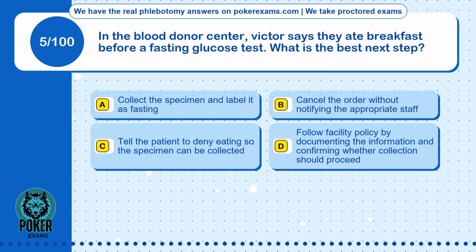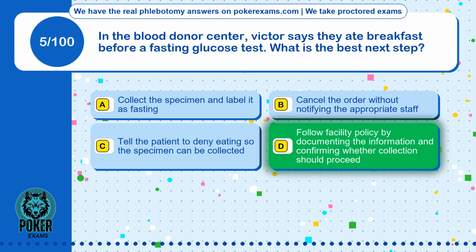Question 5. In the blood donor center, Victor says they ate breakfast before a fasting glucose test. What is the best next step? Option A. Collect the specimen and label it as fasting. Option B. Cancel the order without notifying the appropriate staff. Option C. Tell the patient to deny eating so the specimen can be collected. Option D. Follow facility policy by documenting the information and confirming whether collection should proceed.